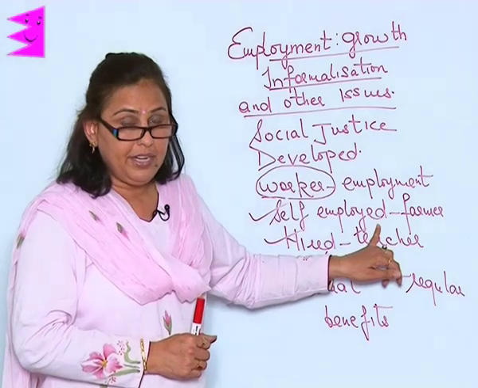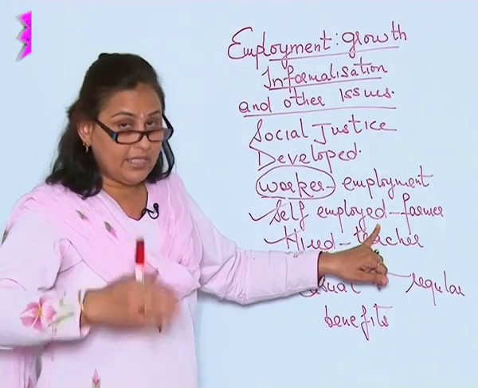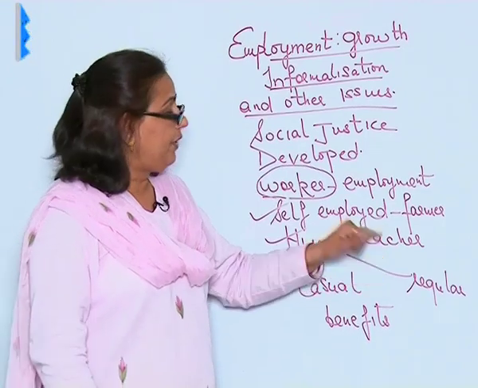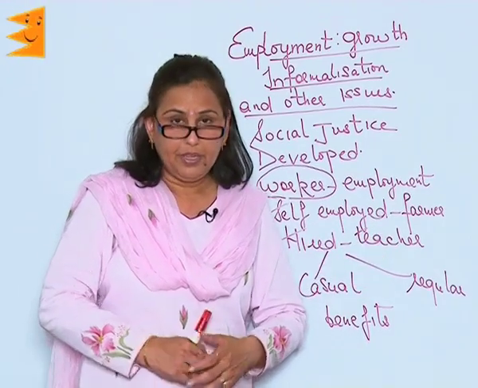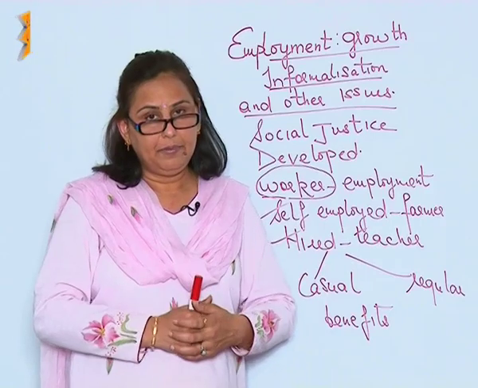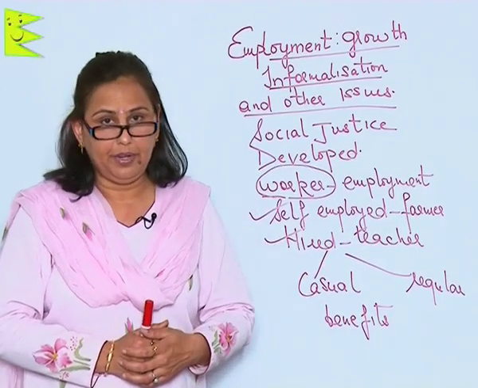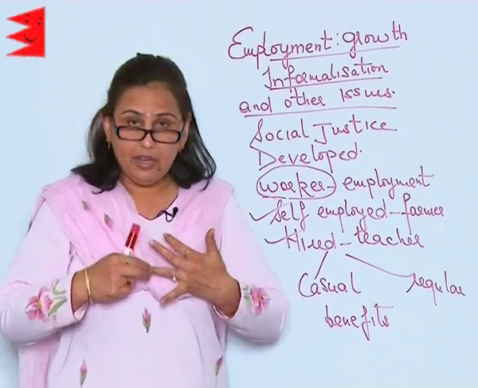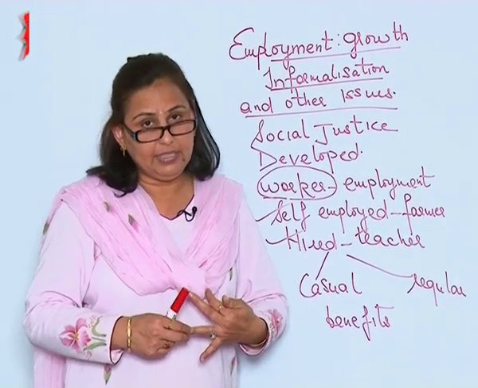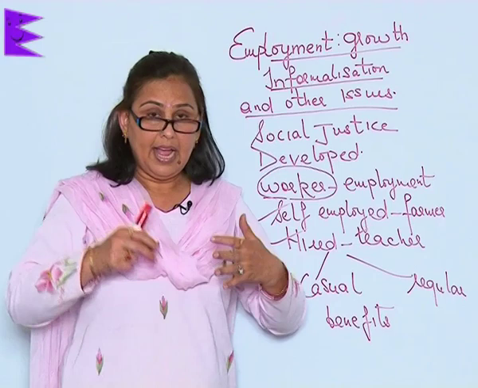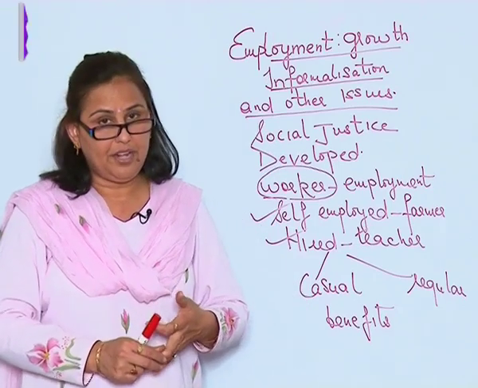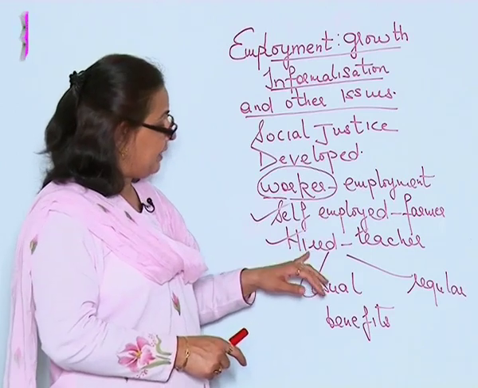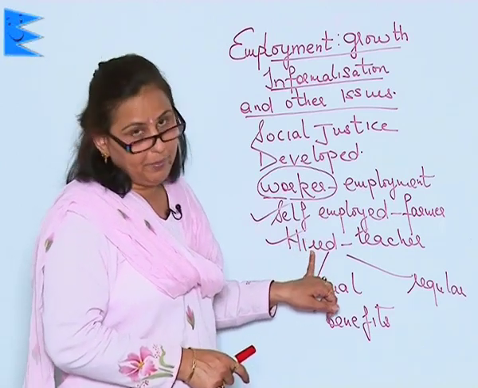He does not need the help or assistance of any other institution. For example, a farmer works on his own land and thus is self-employed. The land is his own. The kind of work that he puts in his fields is his own effort, and the income that he generates is also his. The second category is of the hired people.